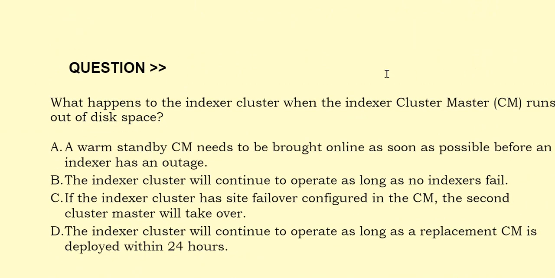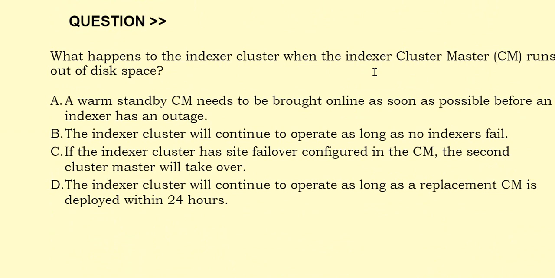Our next question is, what happens to the indexer cluster when the indexer cluster master (CM) runs out of disk space? Option A, a warm standby CM needs to be brought online as soon as possible before an indexer has an outage. Option B, the indexer cluster will continue to operate as long as no indexers fail. Option C, if the indexer cluster has site failover configured in the CM, the second cluster master will take over. Option D, the indexer cluster will continue to operate as long as a replacement CM is deployed within 24 hours. The correct answer is option C.